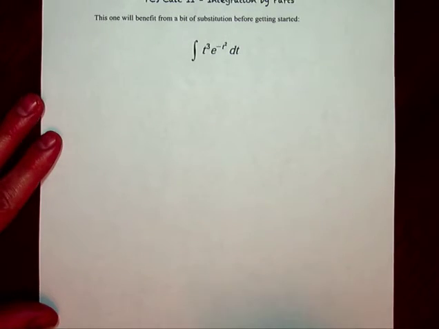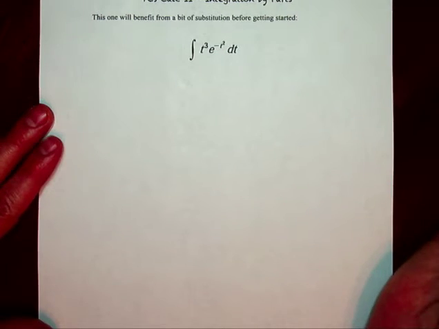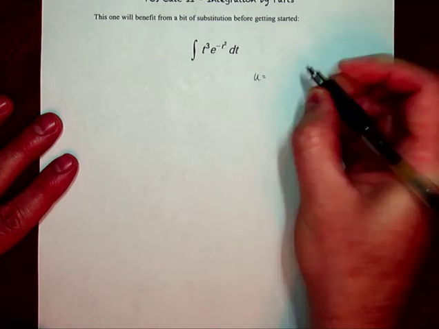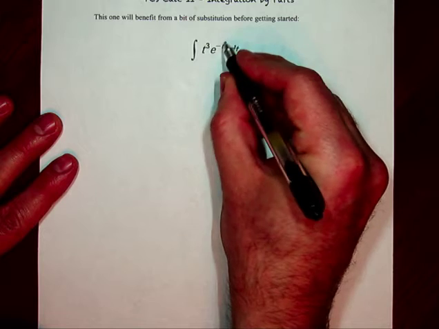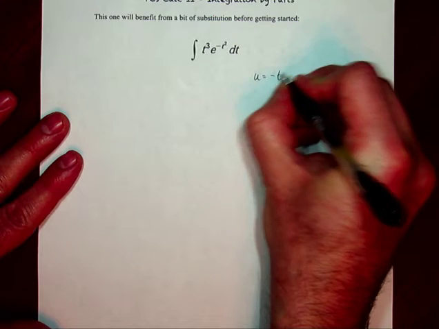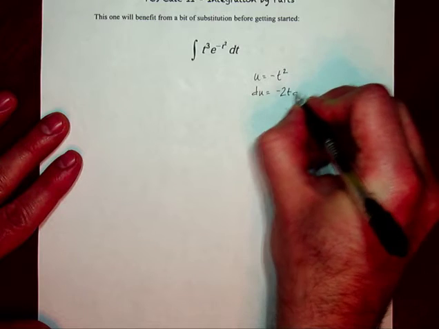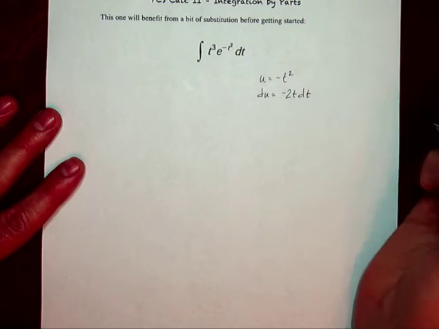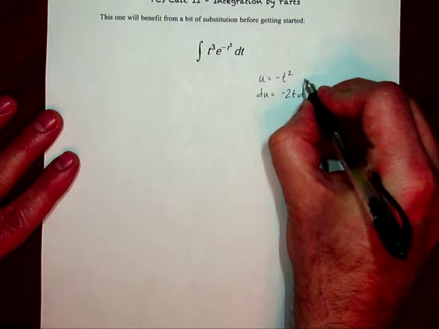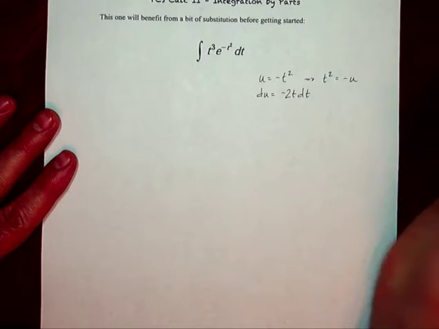So I see the fact that I have e to the negative t squared, and when you're doing u substitution, it's always easiest to assume that the inside of the visible composite function is going to be your u. So we get u equals negative t squared. And if that's the case, then du is equal to negative 2t dt. Well, if negative t squared is u, then obviously t squared is equal to negative u.